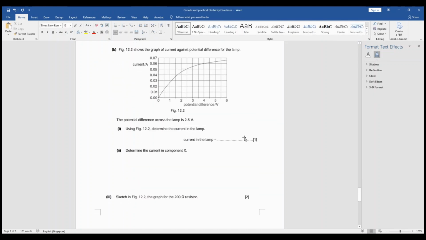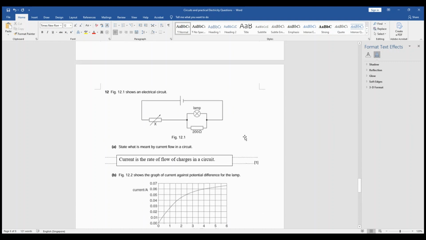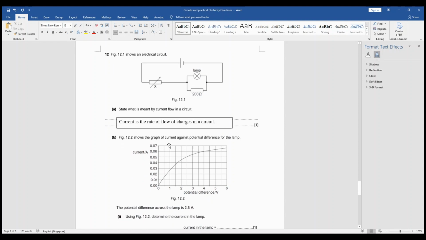Determine the current in the lamp. Now, if you look closely, this is 200 ohm. You have a variable resistor and you have a lamp. The graph of current against potential difference. The potential difference across the lamp is 2.5. Okay, that's the key.